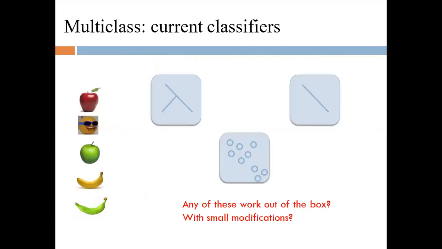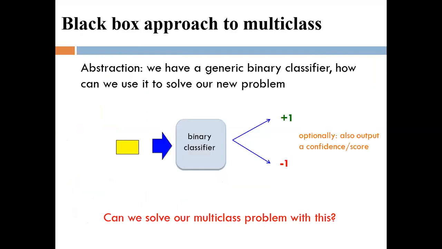For a given multi-class classification problem, none of the classifiers shown here work out of the box, with minor or major modification. So what is the rescue? We have to use a black box approach to perform the multi-class classification. In the black box approach, we have a generic binary classifier. And the question is how can we use it to solve our new problem?